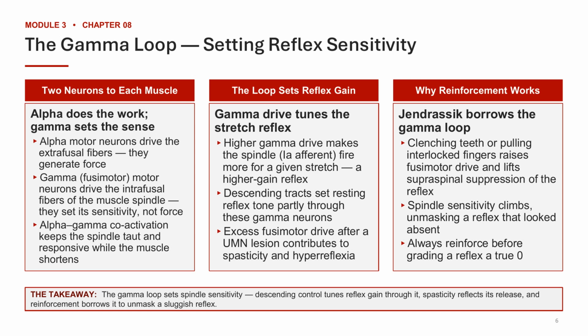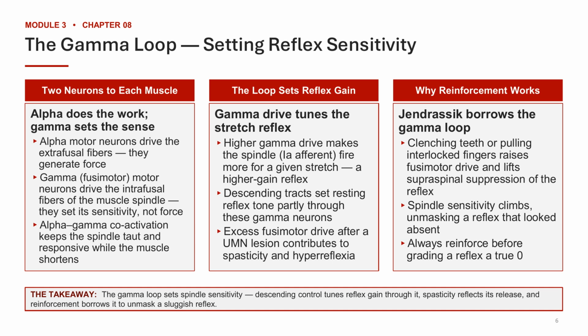This slide answers a question you may not have thought to ask. Why can the same tendon tap produce a different response in the same patient at different moments? The answer is that every muscle receives 2 motor neurons, and they do completely different jobs. The alpha motor neuron is the one you already know. It leaves the ventral horn, travels to the extrafusal fibers, the bulk of the muscle, and it generates force.